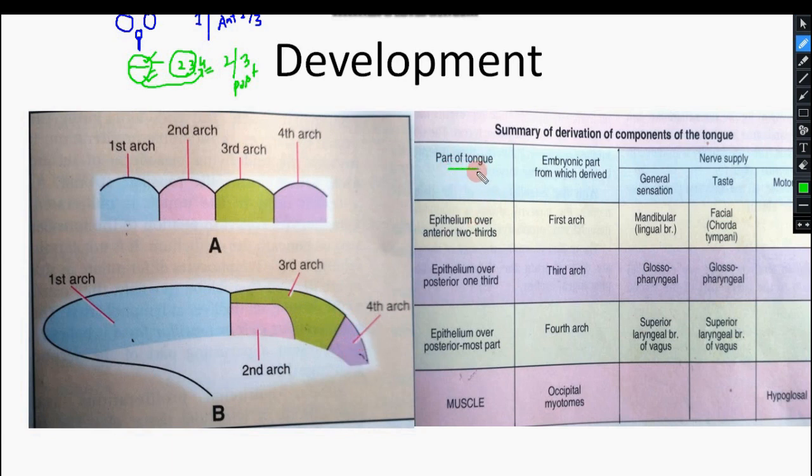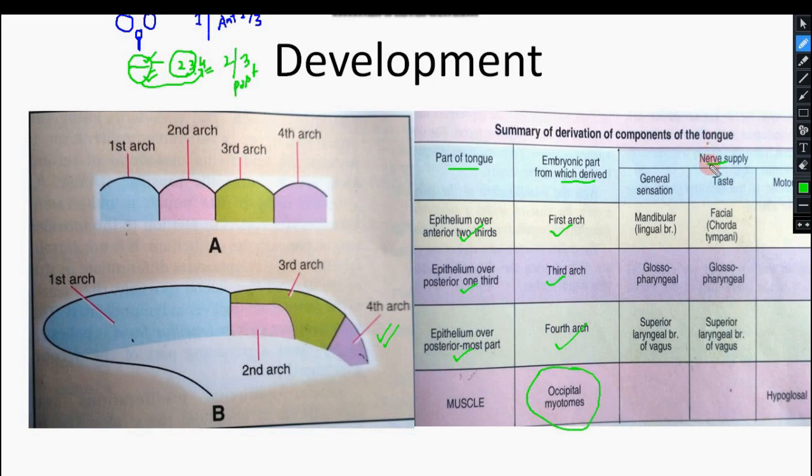So these are the parts of the tongue, the embryonic parts from which they are derived, and the nerve supply. The anterior two-thirds is from the first arch, the epithelium over the posterior one-third is from the third arch, and the epithelium over the posterior most part is from the fourth arch. And the muscle is derived from occipital myotomes. Clear?